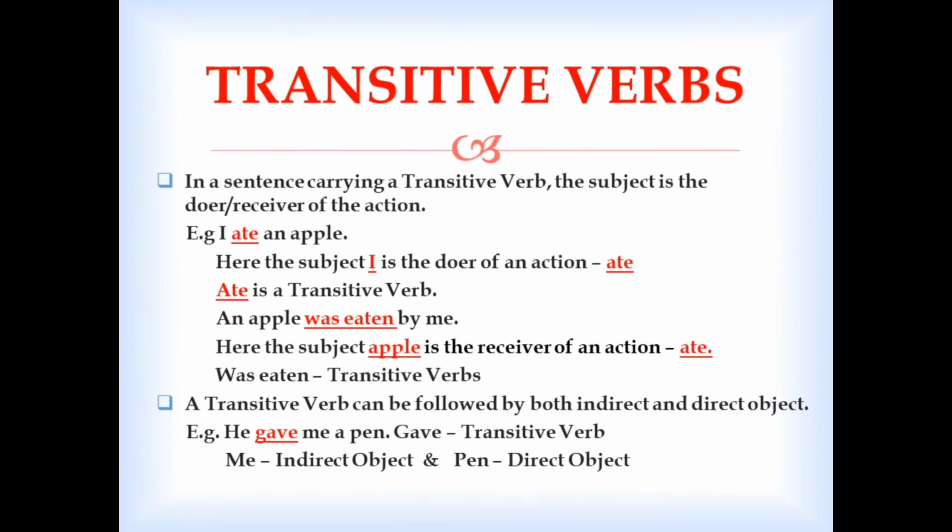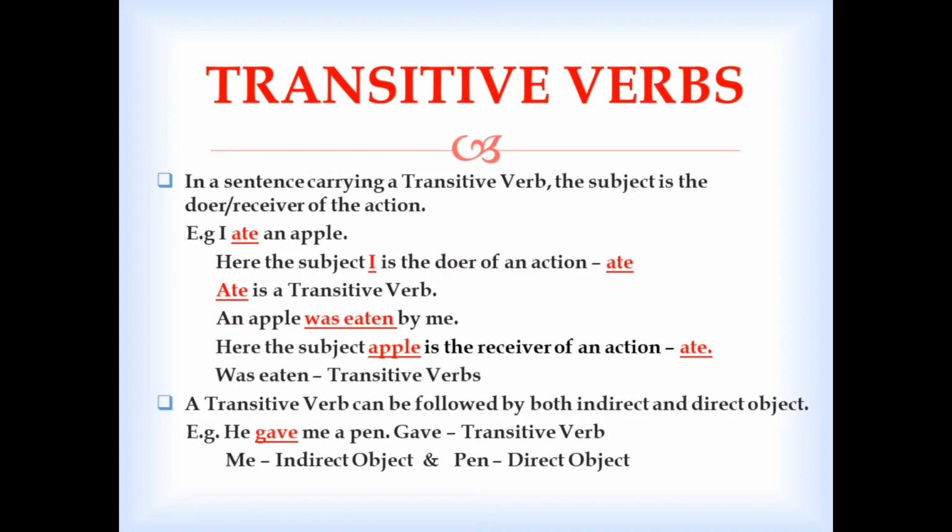Next, in a sentence carrying a transitive verb, the subject is the doer or the receiver of the action. For example, I ate an apple. Here the subject I is the doer of an action ate. Ate is a transitive verb. An apple was eaten by me. Here the subject apple is the receiver of an action ate. Was eaten are transitive verbs.